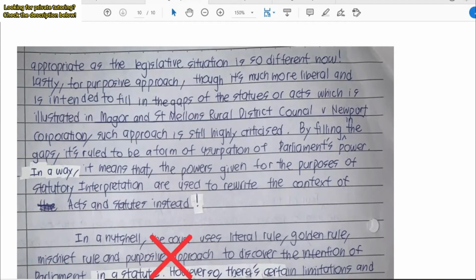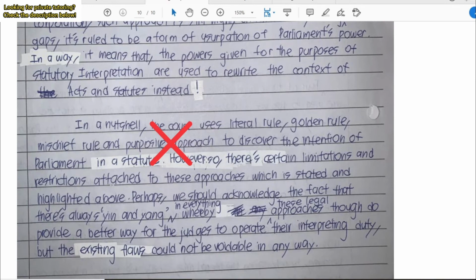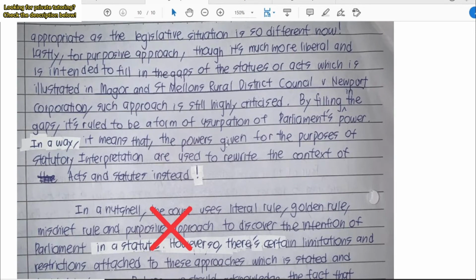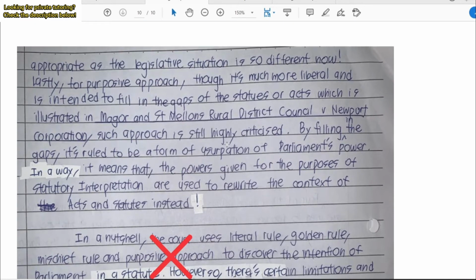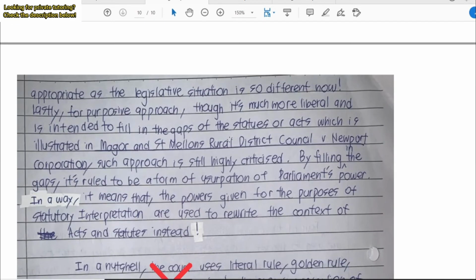And then also, wow, you see all the way here, you didn't even talk about the purposive approach at all. And then suddenly you get to "in a nutshell" already. It's like, what happened to the purposive approach? What happened to Hansard and all that? Here you talk about it a little bit only, the Saint Magor thingy, a naked usurpation, that's all. You didn't actually get into the crux of it. So for this paper, all right.